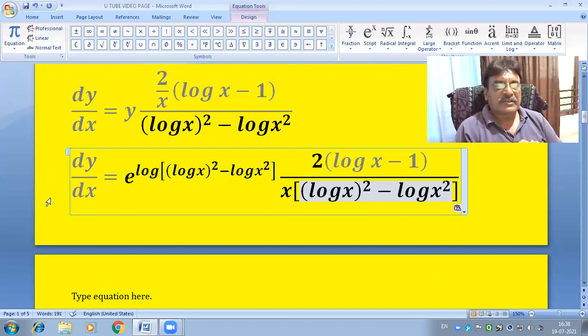So this is the derivative for problem number 13 in exercise 1.1, from the unit Differentiation, mathematics part second, for class 12.